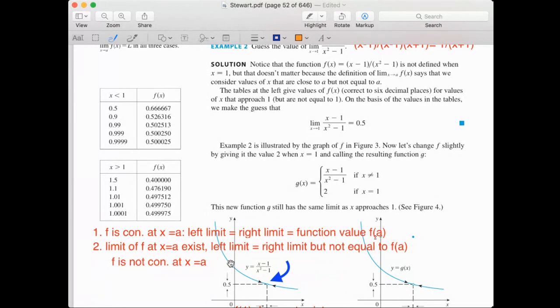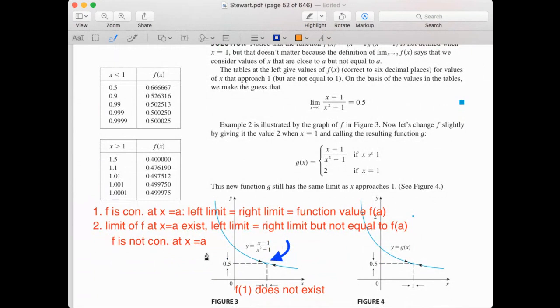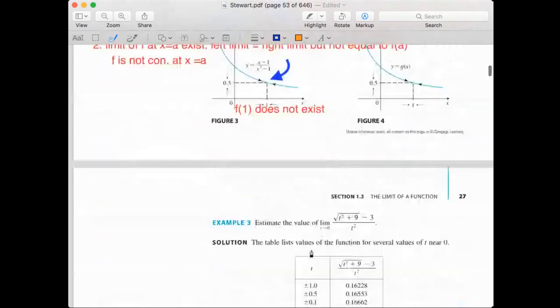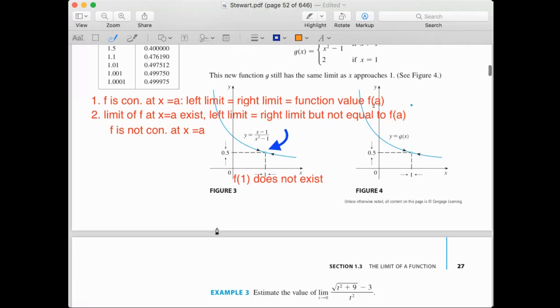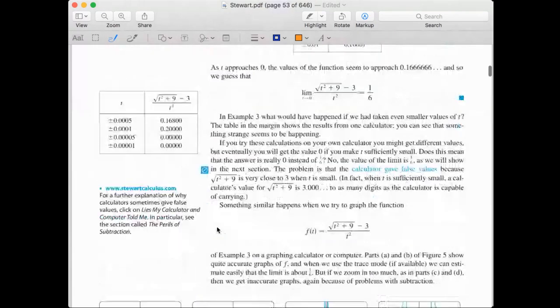The second situation is the right limit and the left limit do not agree with each other. So that means the limit does not exist. Oh, no, the second situation means the left limit and the right limit agree. They're the same number, but they're not equal to the function value. So the limit exists, does not equal the function value, so this function is not continuous at a certain point.